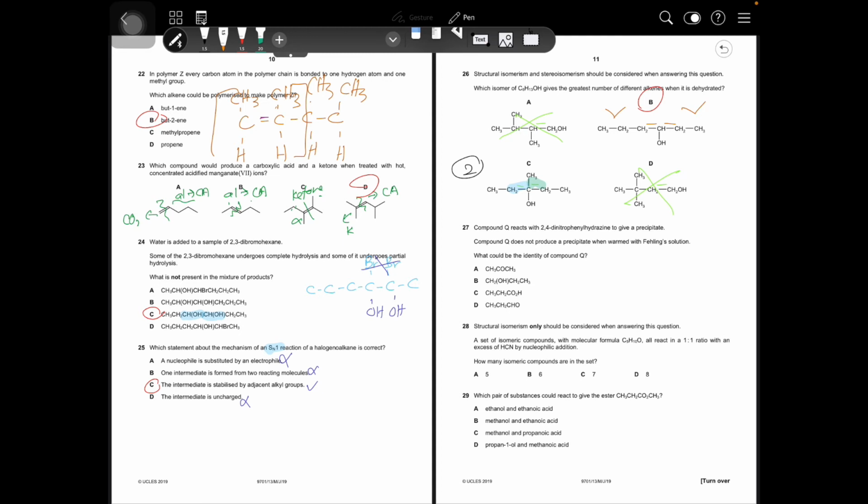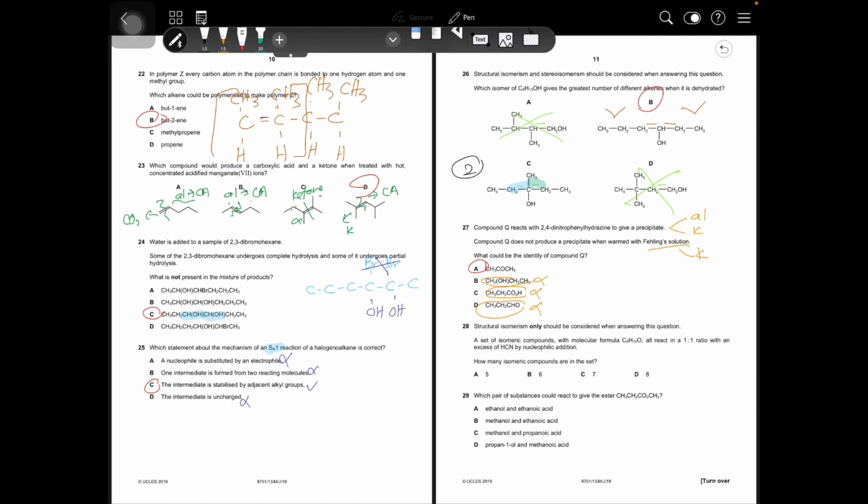The next one, compound Q reacts with 2,4-DNPH to give a precipitate. That means this compound could be an aldehyde or a ketone. So compound Q does not produce a precipitate when warmed with Fehling's solution, which confirms that Q will be a ketone. So what could be the identity of compound Q? We just need to identify which one is a ketone. So this is an alcohol, so no. This is a carboxylic acid, no. This is your aldehyde, no. Hence the only answer will be A.